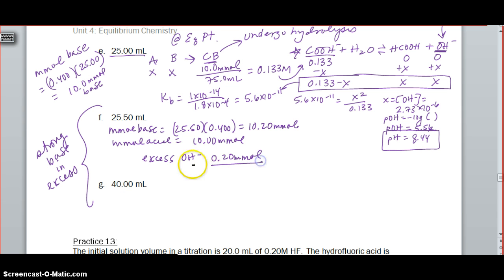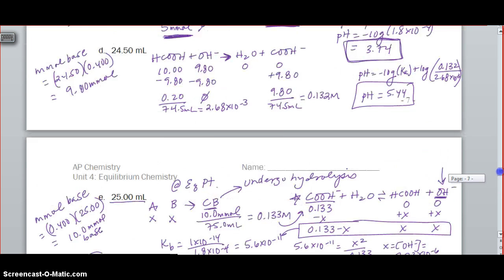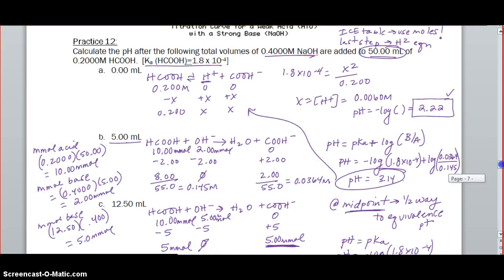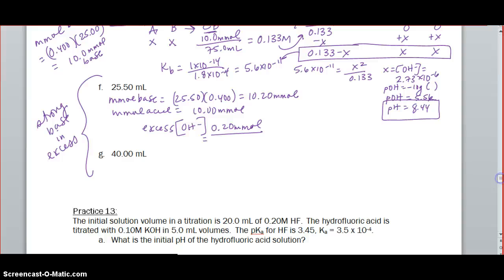So to turn that into a concentration, I need to divide by the volume. So the original volume, I've forgotten now, this problem has gone on for so long. So our original volume was 50. So now I've added 25.5, so 75.50 milliliters. So our excess OH minus concentration is 2.7 times 10 to the negative 3rd molar.